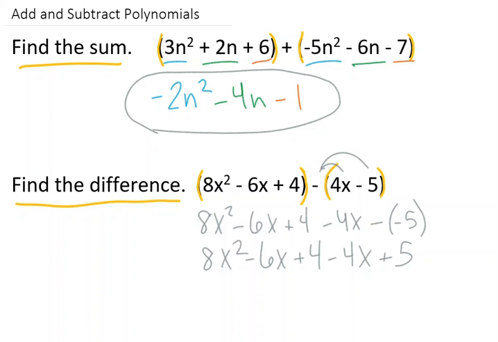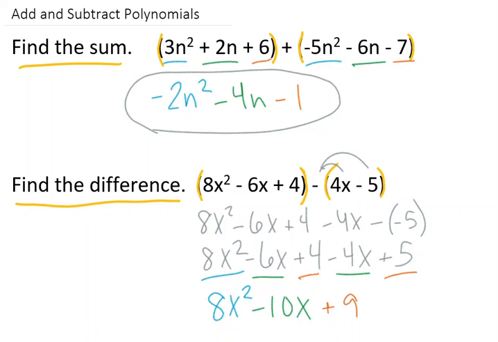But now I'm ready. I'm going to start with the greatest exponent first. What that does is it gives my result already in standard form, so 8x squared is lonely. There aren't any other x squared terms, so we'll just write them. And so now I have negative 6x and negative 4x. Negative 6x plus negative 4x is negative 10x. And then I have my constant terms 4 and 5. 4 plus 5 is 9.